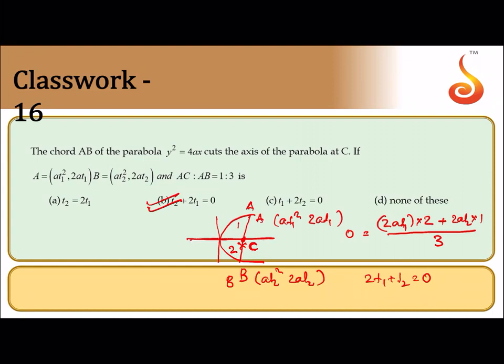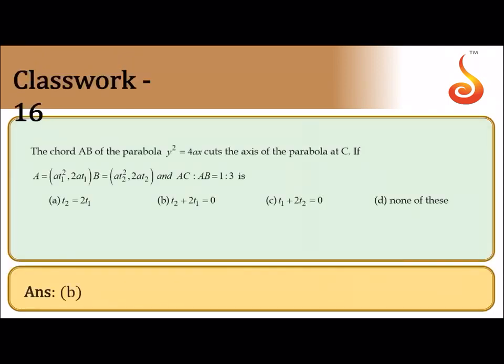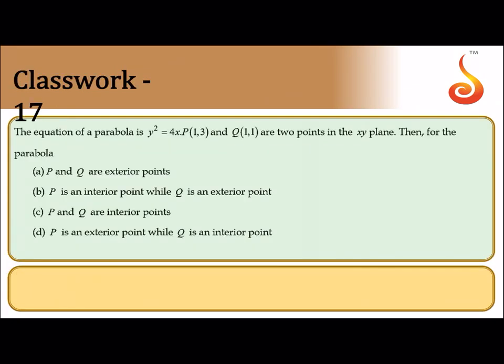This is example 16. So the C point is on the axis, so obviously the y coordinate will be 0. So I use the formula (m y2 plus n y1) by (m plus n) equal to 0 in our case. So option B is correct.